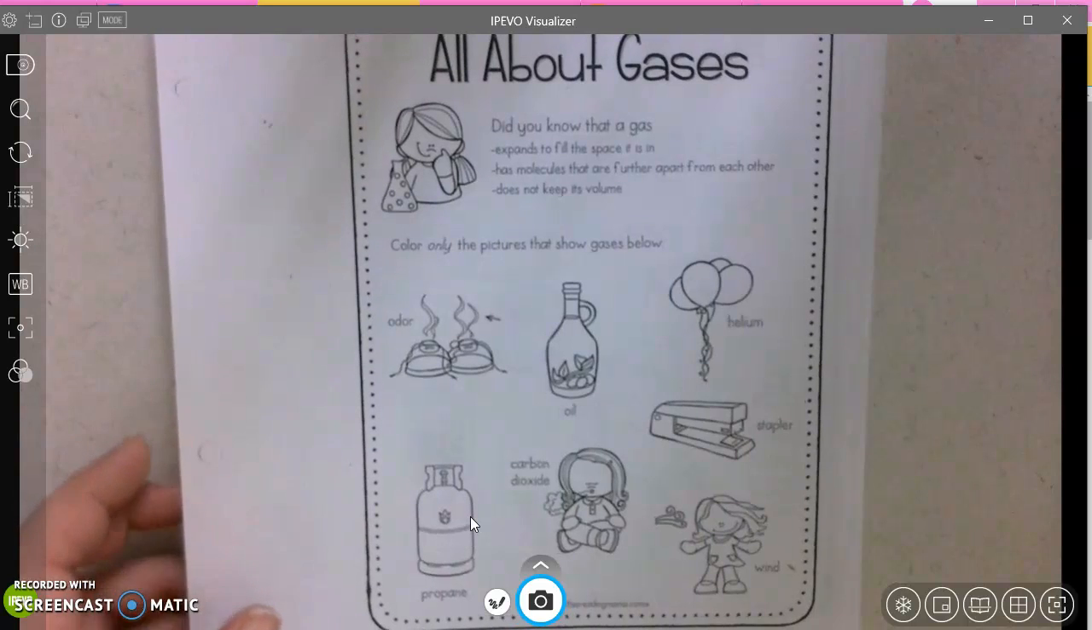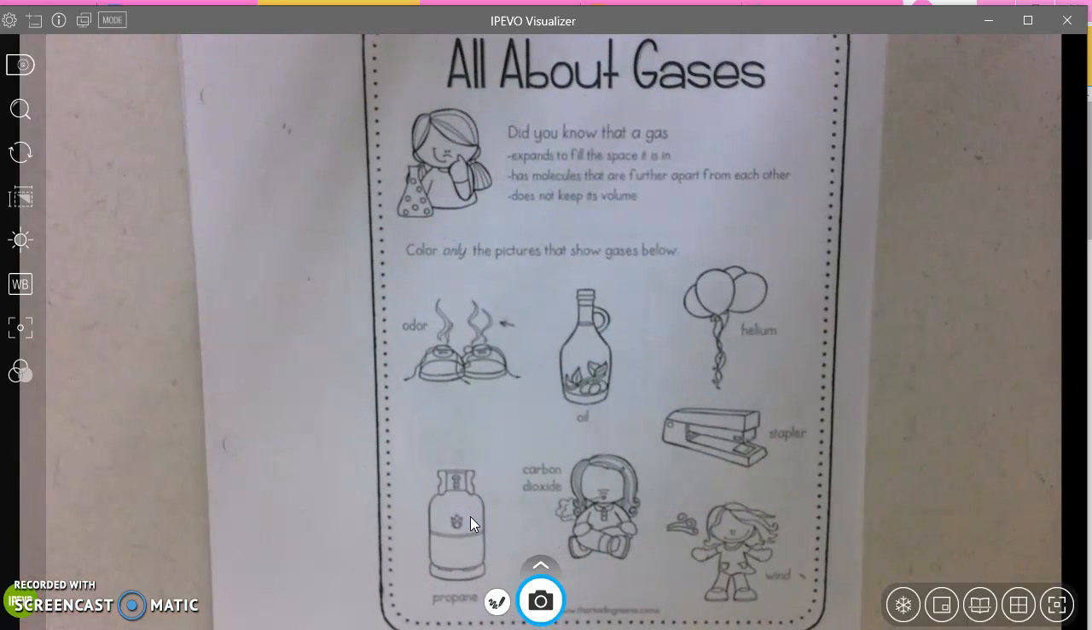All right, this is our last page, and it's about gases. Did you know that a gas expands to fill the space that it's in, has molecules that are further apart from each other, and it does not keep its volume, so it can get bigger or smaller? Go ahead and pause and see which ones you think are gases.